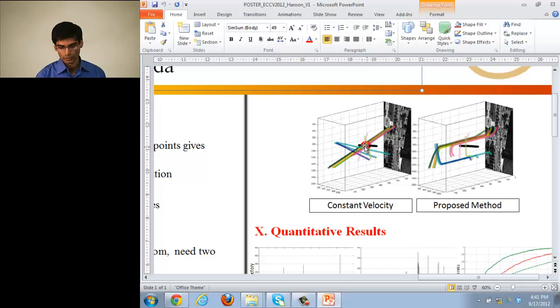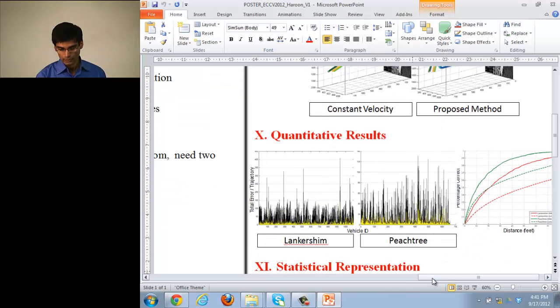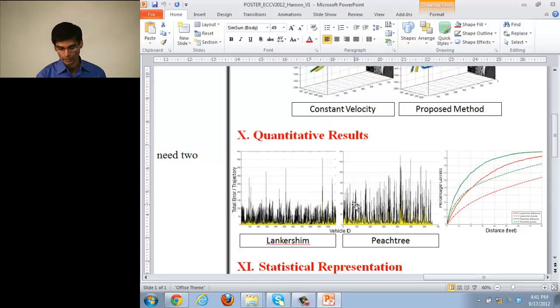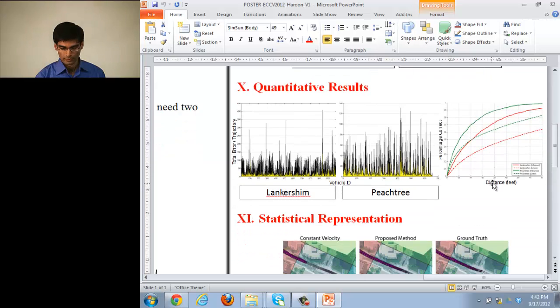Similarly, these again are in space-time. If you just use constant velocity, we have lots of collisions and they're all straight. And with the proposed method, you can see there are no collisions, and the vehicle following behavior is also visible as they have the same trajectories. And similarly, for the quantitative results, these are per trajectory comparisons, and this is over the whole data set. The green is for Peachtree, and the red is for Lancashire, and the dotted lines are constant velocity, the solid lines are with the proposed method. So as you can see, it's a 20% improvement in both cases.